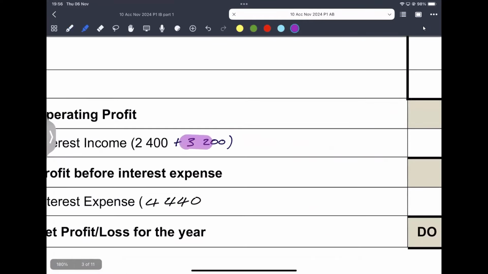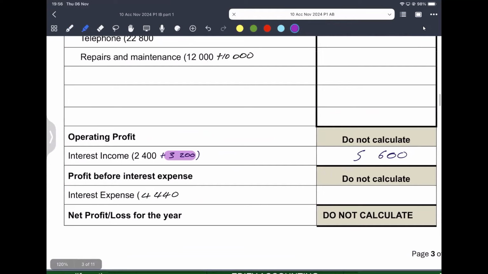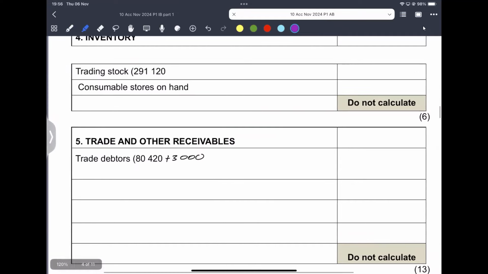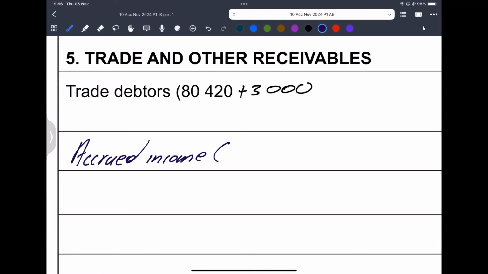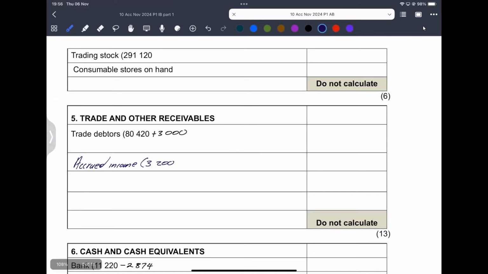But this 3,200 here is still outstanding. We're adding it because it's income, but we have not received it. Yes, we are entitled to it. It's ours, but we have not received it. And we are going to record it under trade and other receivables as accrued income. So my accrued income will be at 3,200. We good?